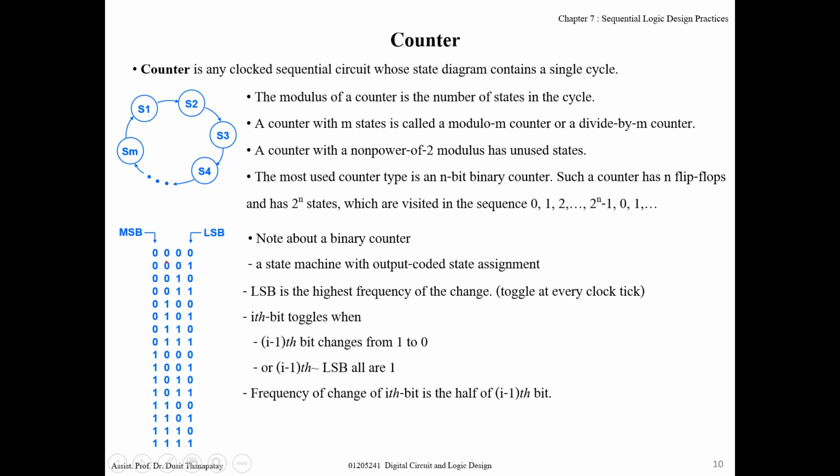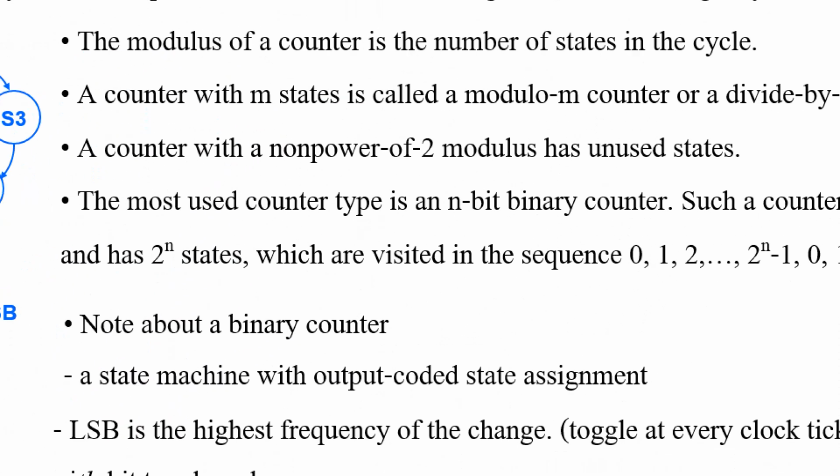And for this example, for 4-bit, we count from 0 to 15 in decimal, or 0000 to 1111 in binary. How many states? 16 states, right? So it's called a modulo 16 counter. And now, if I want to design a counter, what should I do?